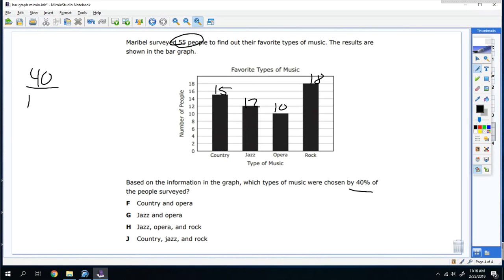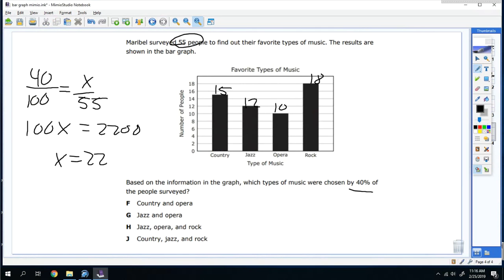So I'm going to do 40% over 100%. I'm going to do x over 55. The x will represent the number of people who chose 40% of the people who chose the music. So I cross multiply, you get 100x equals 2200. You divide by 100, you get 22. So 40% is 22 people. So I got to figure out which one of these answer choices adds up to 22.